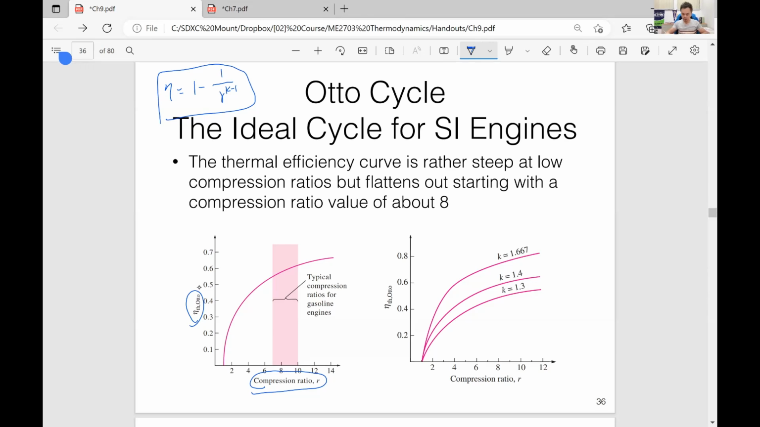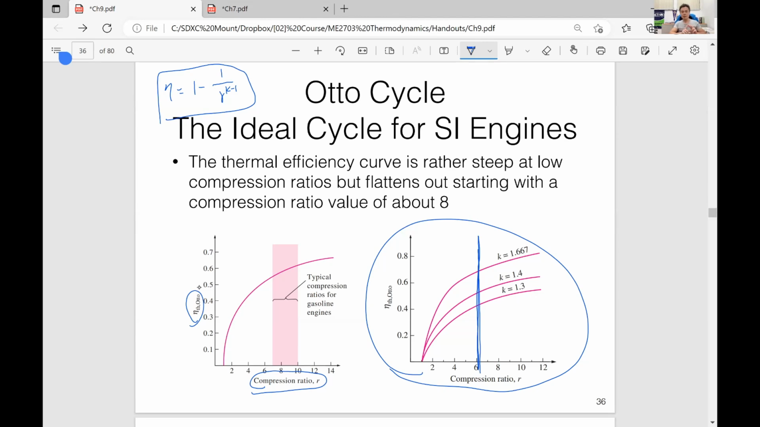So you can see that when the compression ratio is higher, then the efficiency will be higher, right? Clearly. And on the other hand, if you look at the specific heat ratio, if we fix the compression ratio, when the specific heat ratio is higher, then you would have a higher efficiency, right? So to increase the efficiency of an Otto cycle, you have two options. One, increase the compression ratio. Two, increase the specific heat ratio.